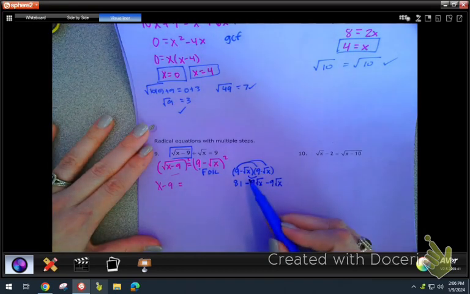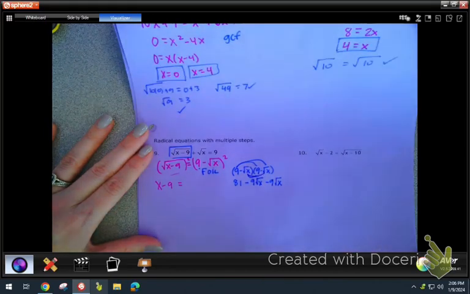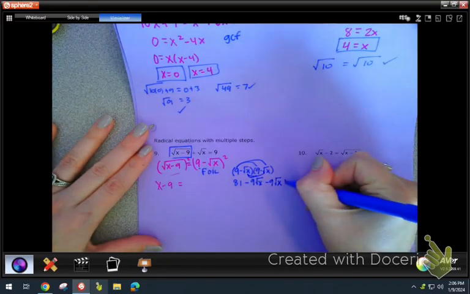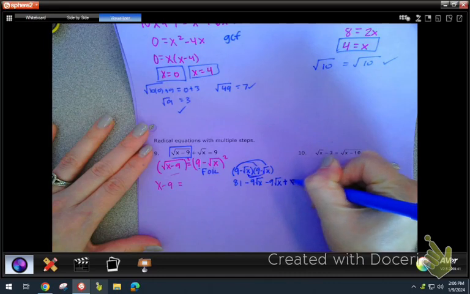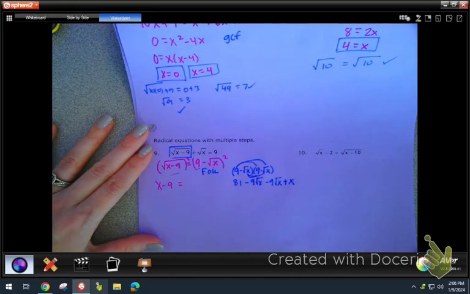What's negative square root x times negative square root x? It's x. We don't like that.